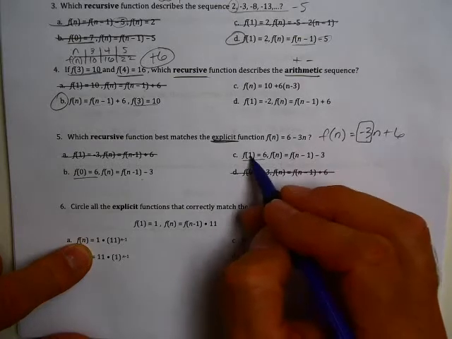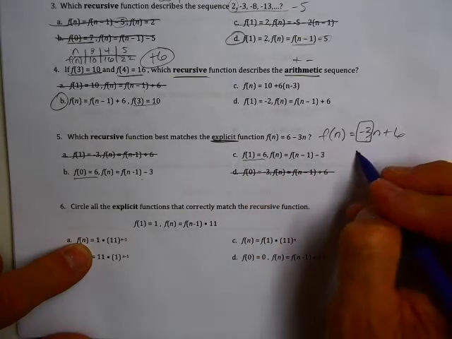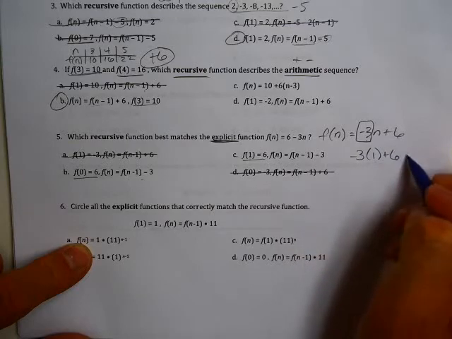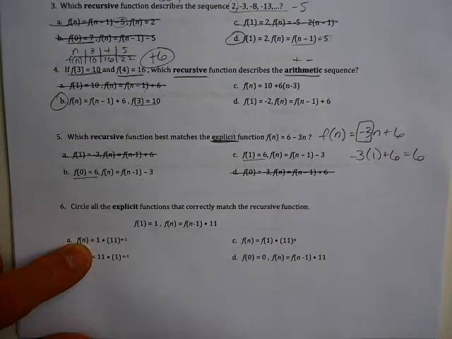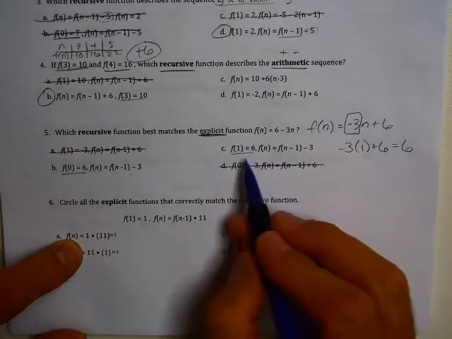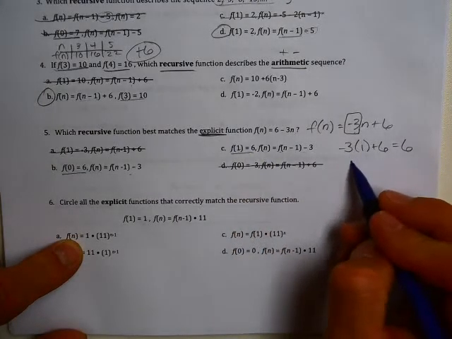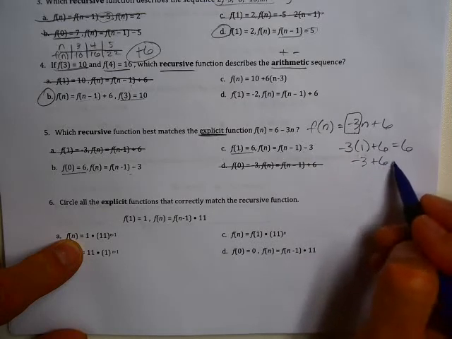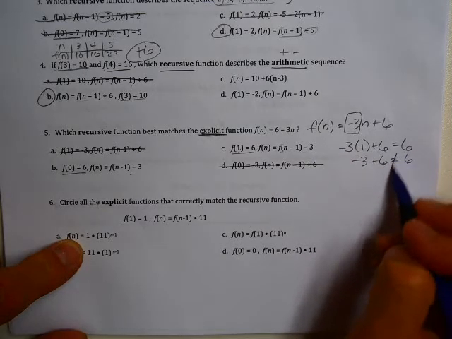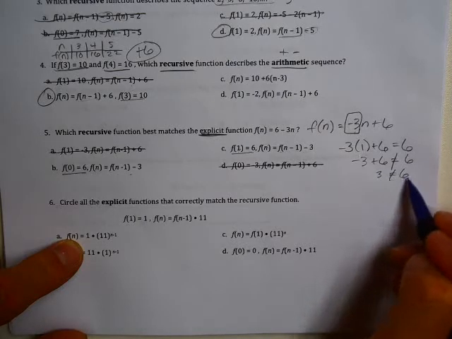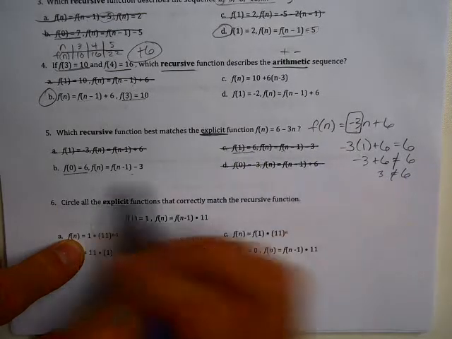So what I'm going to do is try the 1 first. Is negative 3 times 1 plus 6 equal to 6? So I'm plugging in the 1, and I'm checking to see if I get 6. Well, negative 3 times 1 is negative 3 plus 6, and that definitely does not equal 6. That would be 3. So that's not true. It can't be C. It's got to be B.